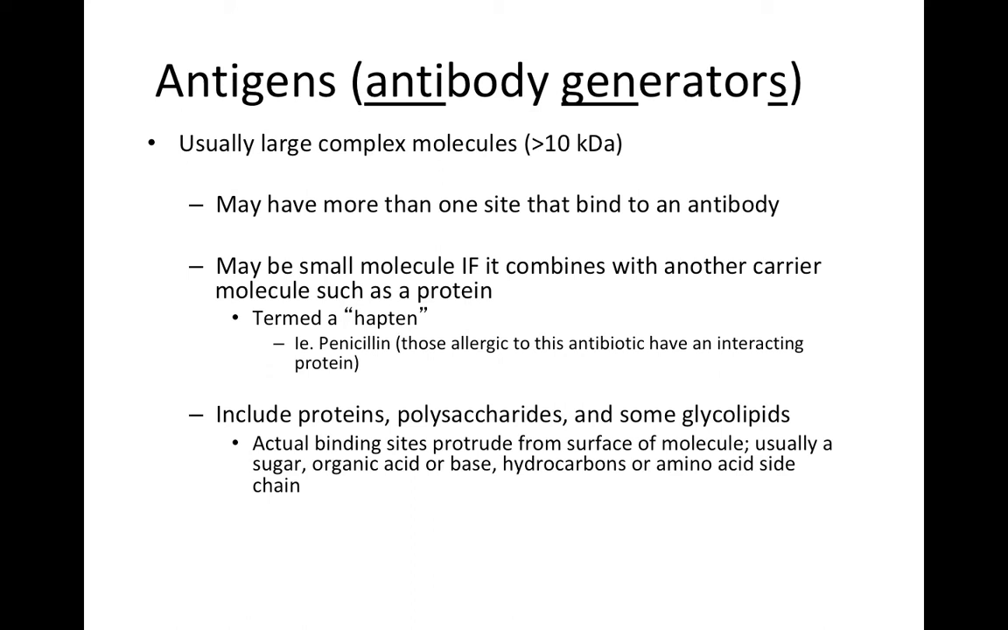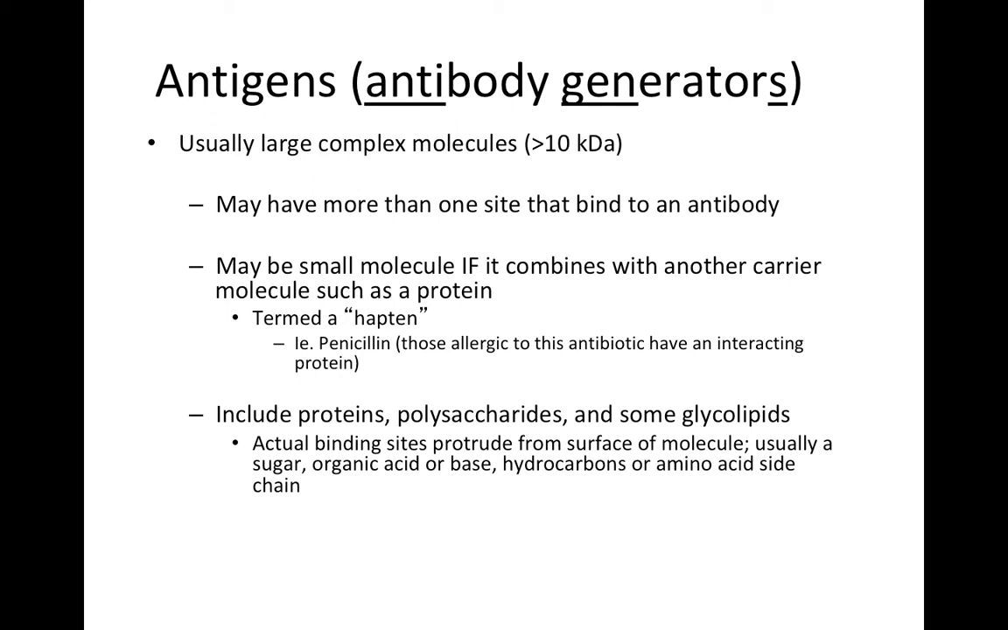So you may be wondering, what are antigens? Antigen stands for antibody generators. That's where I got the name. Antigens are usually big complex molecules, and they usually have more than one site that can bind an antibody. But an antigen can also be very small if it combines with another carrier, such as a protein. And we call this small molecule a hapten.